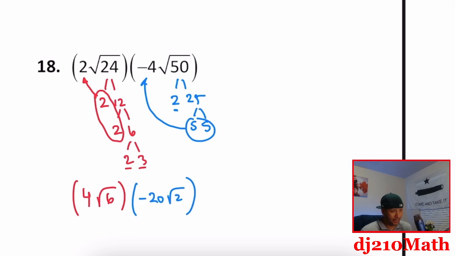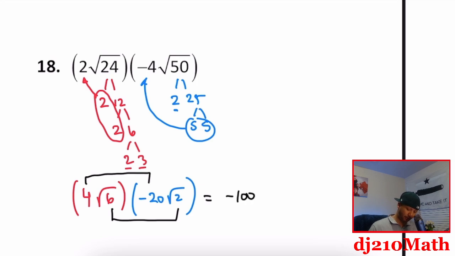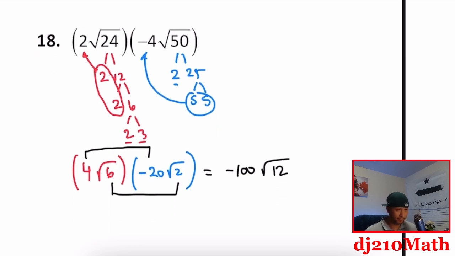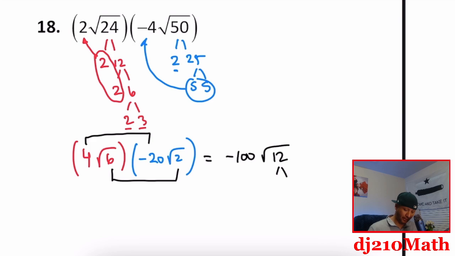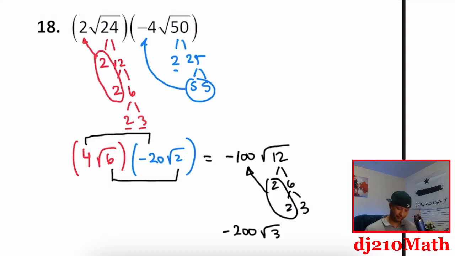All right, so now that we simplified, now let's go back and do the original thing that we were going to do. Outside times outside, inside times inside. So outside times outside is negative 100. Inside times inside, 6 times 2 is 12. Okay, the last step is to always make sure that you can simplify the inside, which we can. This is going to be 2 and 6, 2 and 3. So this 2 is going to come out. So negative 200 root 3, right? Because the 3 is left over.